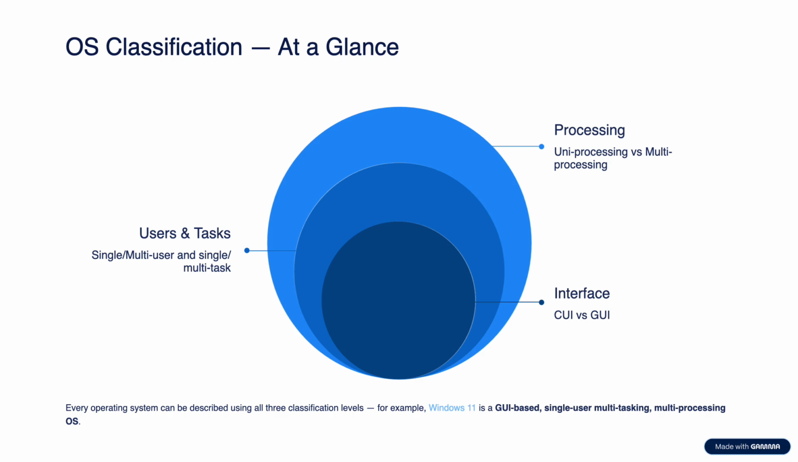You can classify every operating system using these three metrics together. For instance, the Windows 11 platform on your lab desktop is a GUI based single user multitasking multiprocessing operating system.